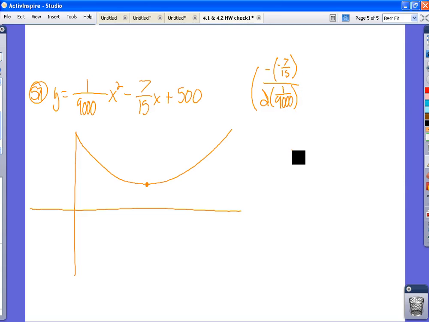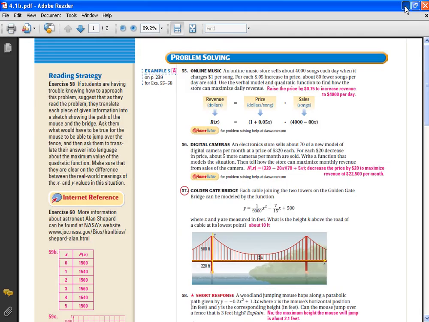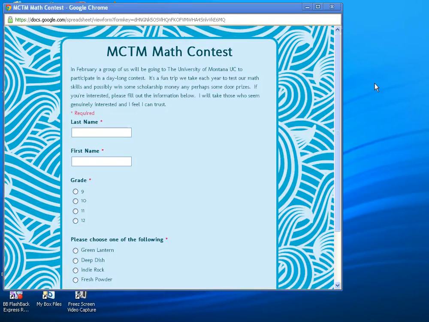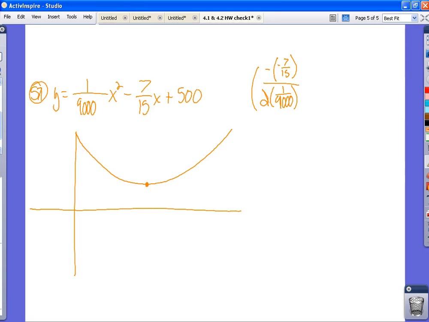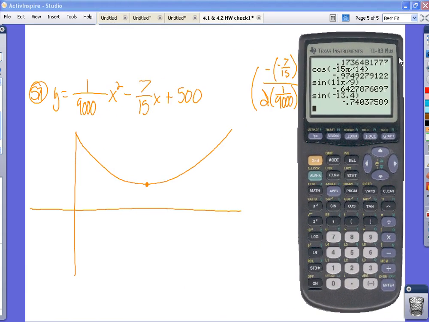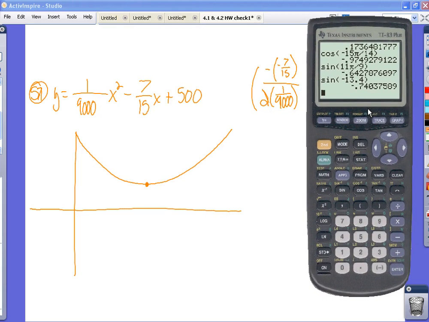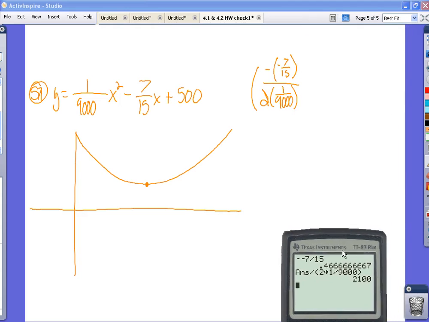Since these are such ridiculous numbers and they actually represent real values, let's find a decimal that approximates everything. So negative 7 over 15, divide that by 2 times 1 over 9,000. 2100, actually, that's not a bad number. It's 2100.